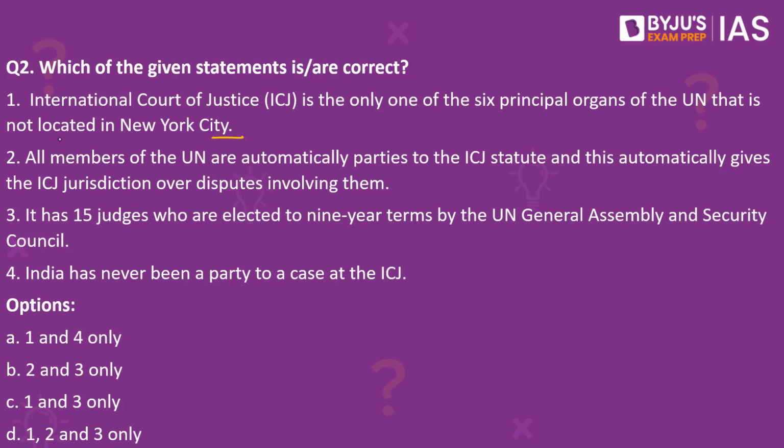Number 2. All the members of the UN are automatically parties to the ICJ statute, and this automatically gives ICJ jurisdiction over disputes involving them. Number 3. It has 15 judges who are elected to a 9-year term by the UN General Assembly and the Security Council. Number 4. India has never been a party to a case at the ICJ.